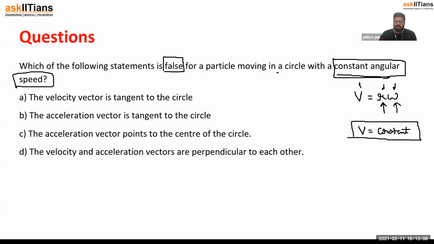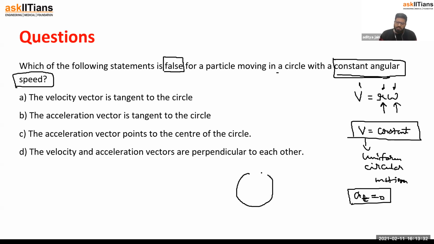Now see what it is saying. Can I say this is a case of uniform circular motion? If v is constant, that is, the magnitude of speed is constant, then it is said to be uniform circular motion. Yes or no? And in uniform circular motion, tangential acceleration is zero because there is no change in the magnitude of speed. So can I say tangential acceleration is zero?